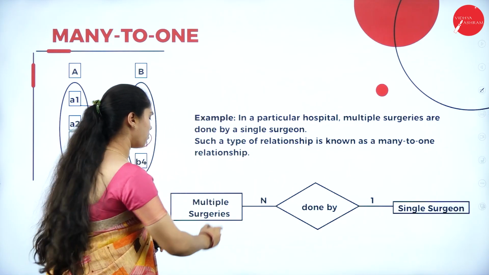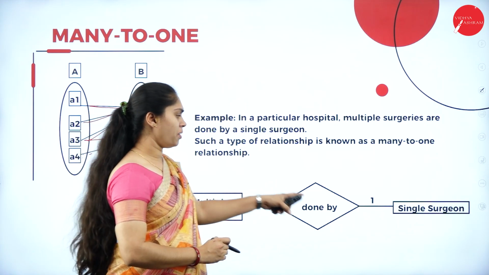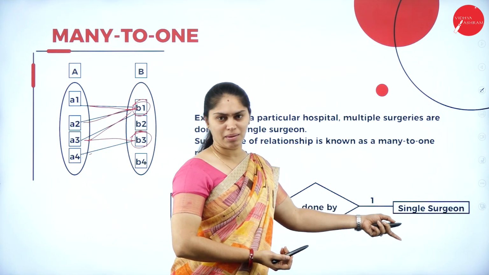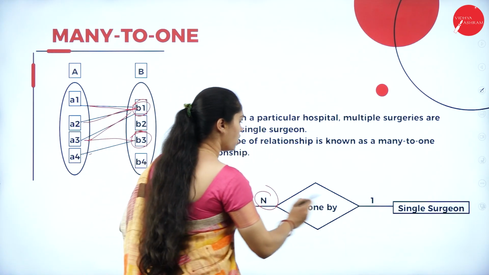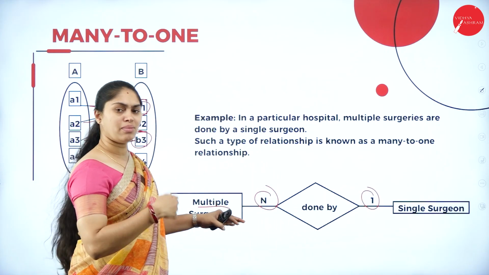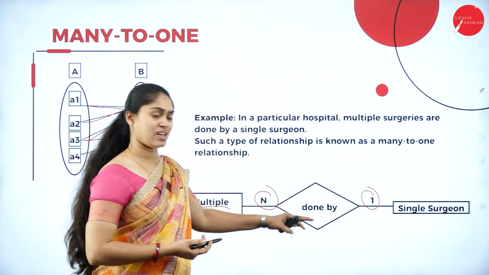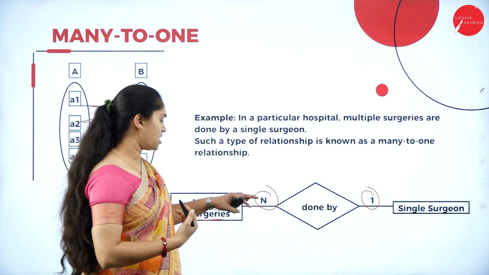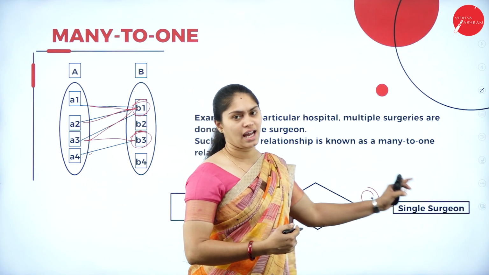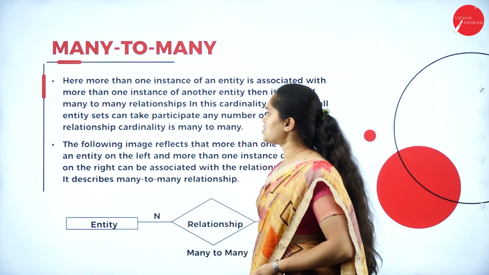So here multiple surgeries are going to be done by a single surgeon. There could be a possibility, right? So many to one. Many or multiple surgeries are going to be done by a single surgeon. This specifies the relationship. Then it specifies the cardinality ratio N is to 1. Fine. At last, what do we have?